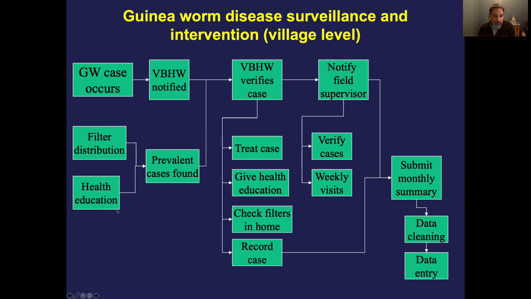There's also a proactive process that even when cases aren't occurring, the village-based health worker is going through the village, distributing filters, doing health education, and as part of that process, they're often asking, is there anyone here with Guinea worm today? And if so, please see me. And then they find prevalent cases that way, and they can go through the same process.